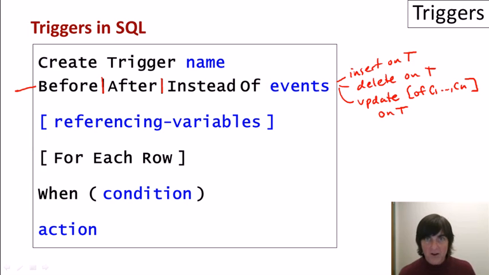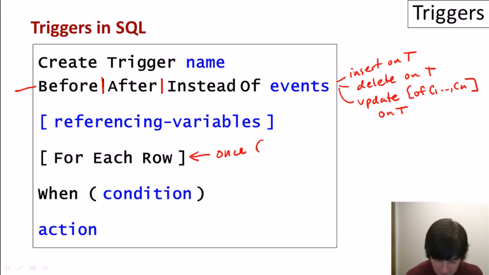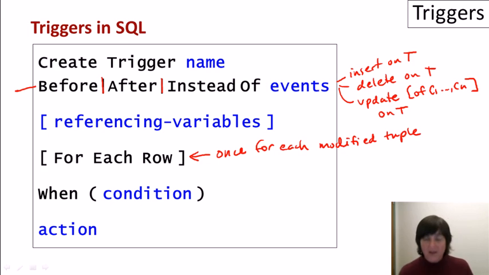Let's skip the referencing variables clause for a moment and go on to the for each row. So for each row is an optional clause that states that the trigger should be activated once for each modified tuple. And let me explain what the deal is here. When we run, say, a delete command on the database, that delete command might delete, say, 10 tuples. If we specify for each row in our trigger, then we will run the trigger 10 times, once for each deleted tuple. On the other hand, if for each row is not present, then we will execute the trigger once for the entire statement.